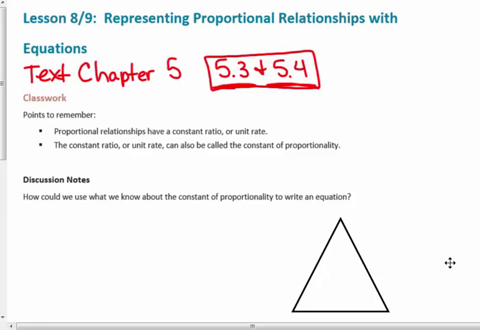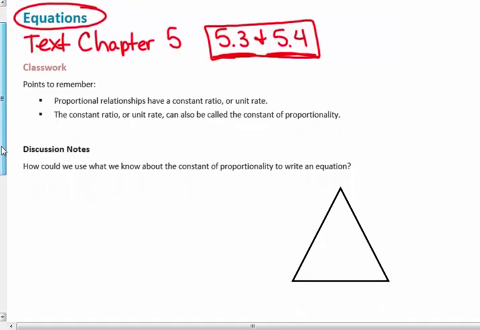Some points to remember. We're going to represent proportional relationships now with equations. Well, we've seen proportional relationships in a table, finding a constant, and in a graph, looking for, is it a straight line and does it go through the origin? We're going to take those things that we know and apply it to equations.